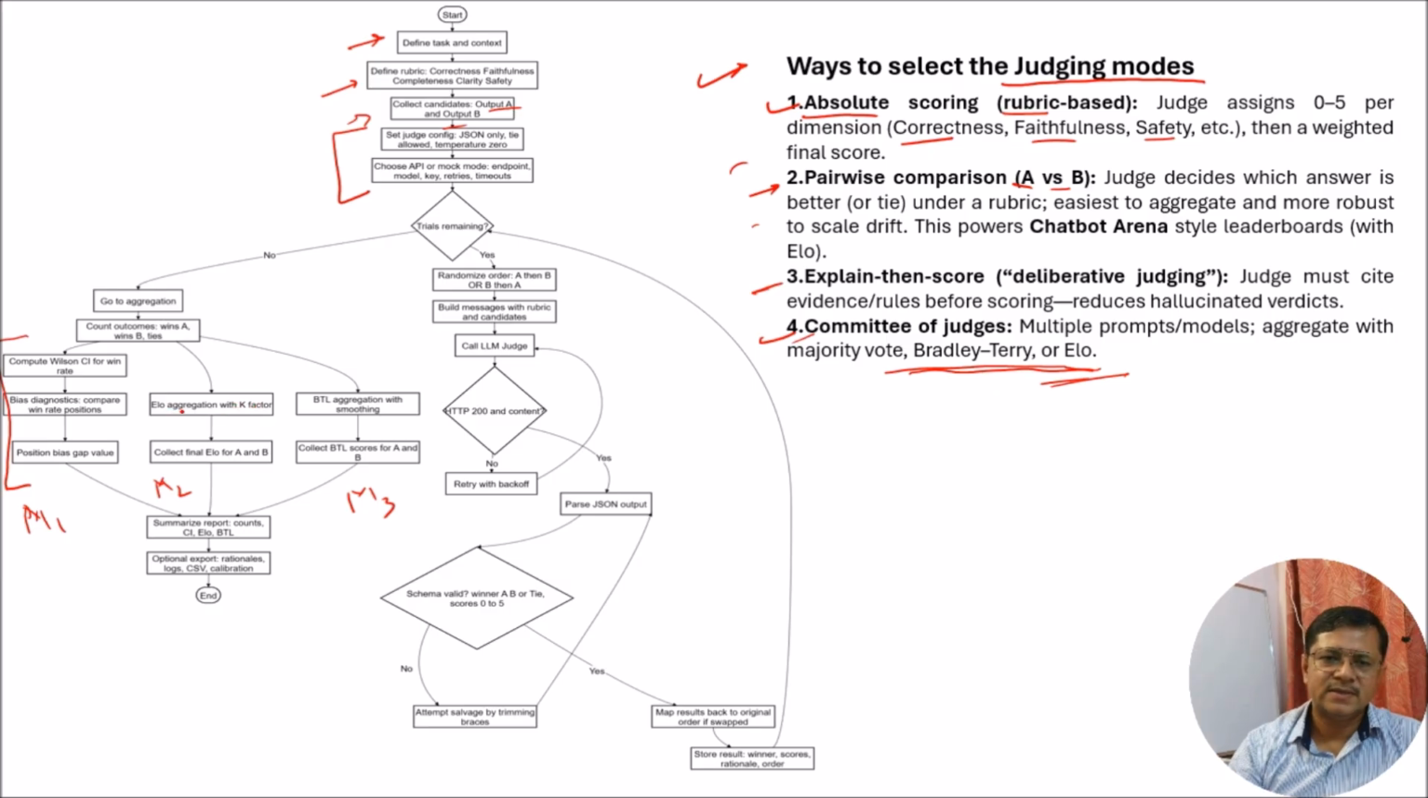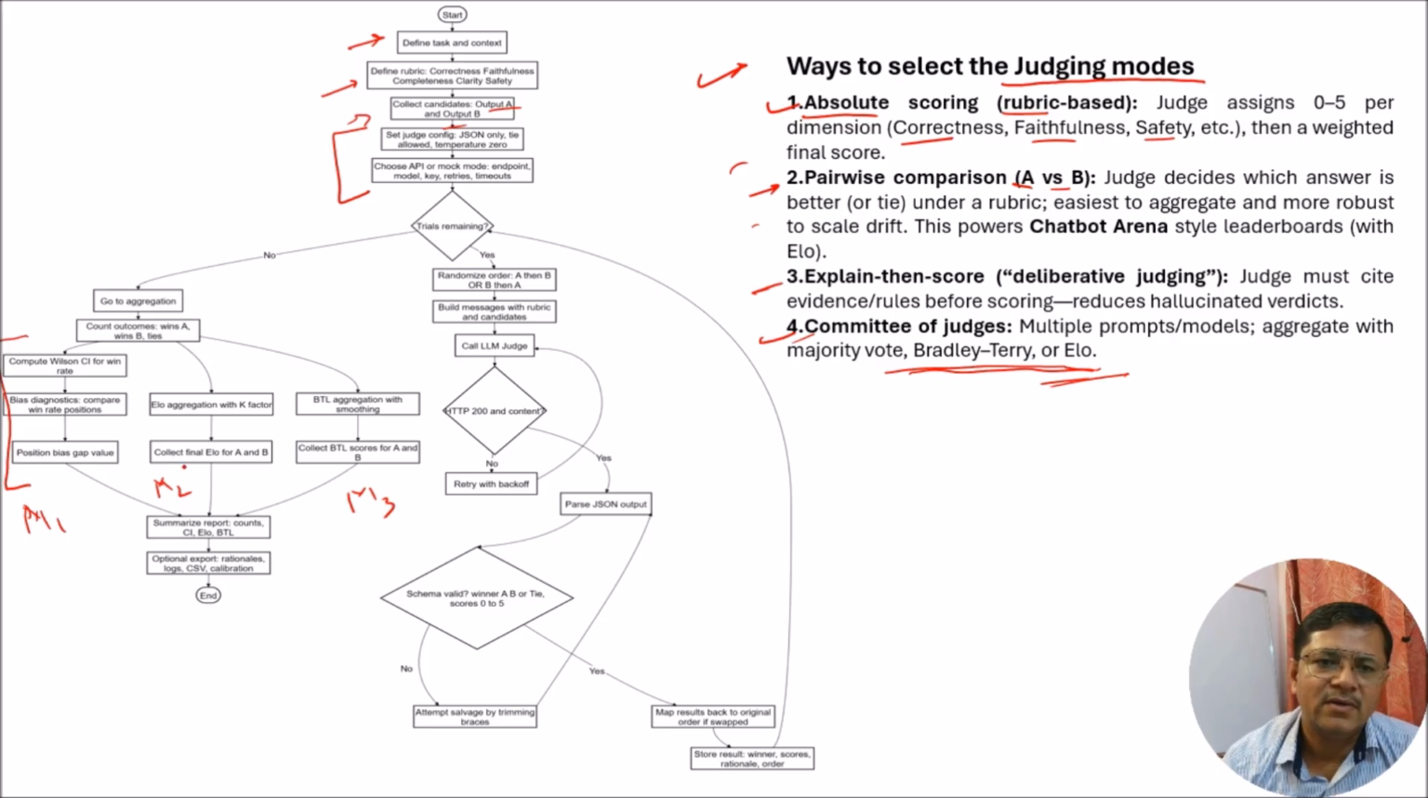So Elo aggregation with K factors is generally used in chess, where they use the rating difference between two players as a winning probability. For example, here two teams are there, output A and output B. So if we take RA minus RB, that difference will indicate the expected score of A winning.